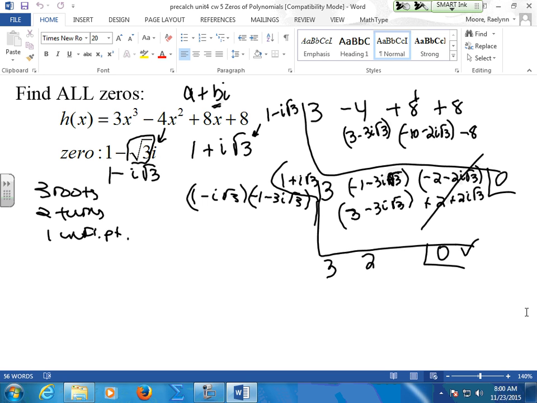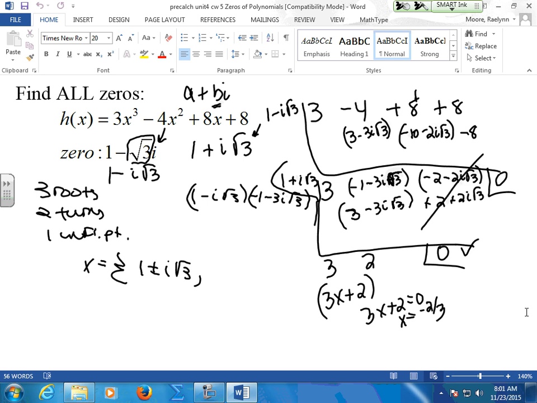They have to cancel. Now, you went through 2 roots, so you went from 3 to 2 to 1. So this is 3x plus 2. This is your other factor. So set this equal to 0, and there's your other root. So it has 3 zeros: 1 plus or minus i radical 3, and you can write that as a plus or minus. 2 imaginary and 1 real root.